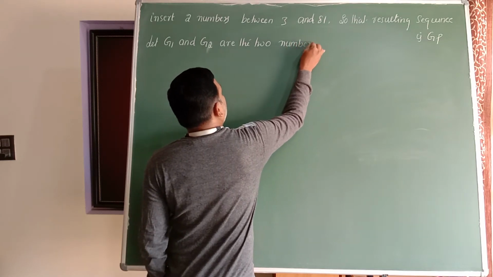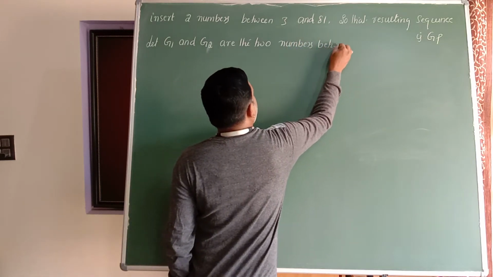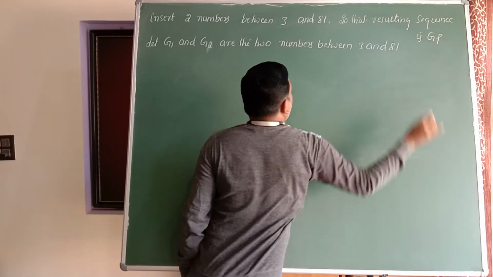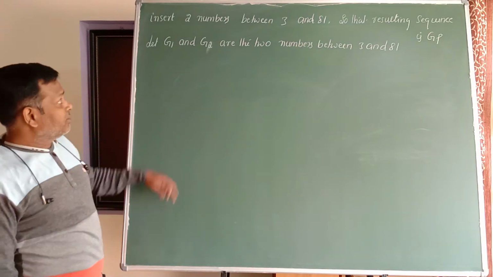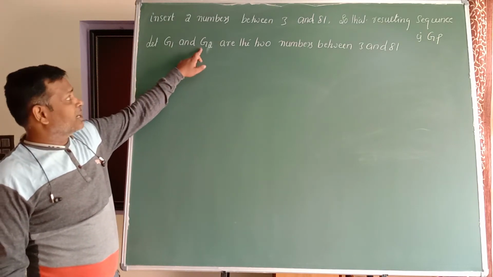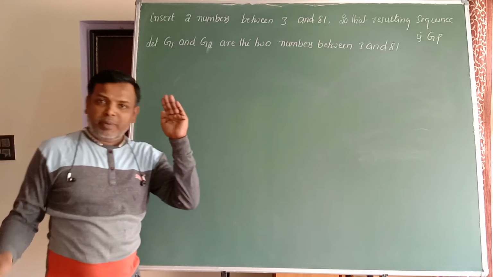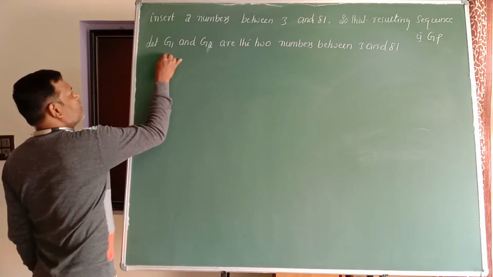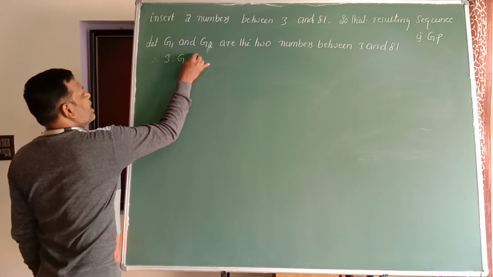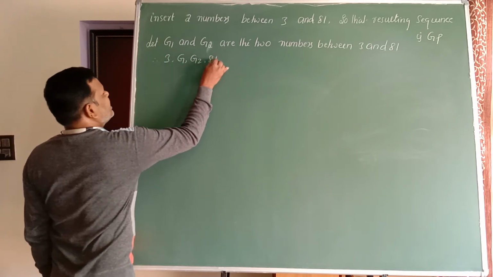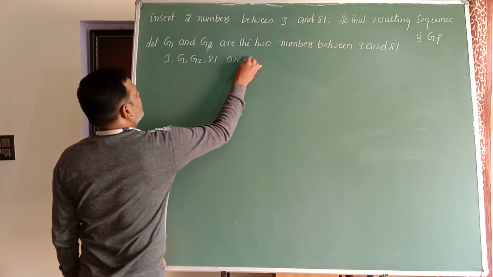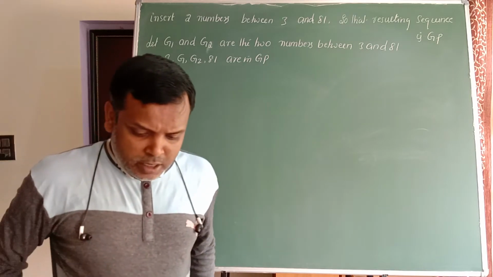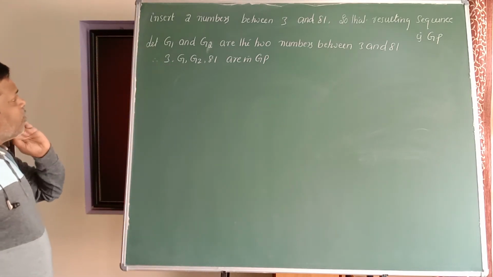Between 3 and 81. Therefore, here the first number is 3, the next number is G1, the next number is G2, and the last number is 81. Between 3 and 81, we have G1 and G2. Therefore, 3, G1, G2, 81 are in GP. Got my point? Very, very important for a 3 marks question. Now here we have totally 4 terms.